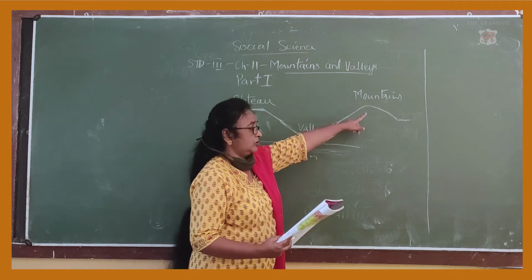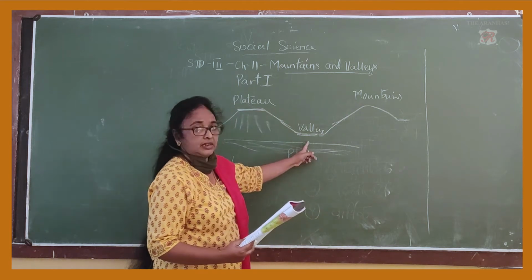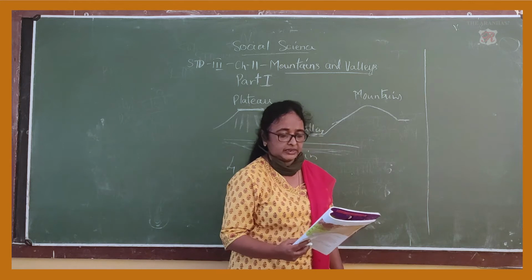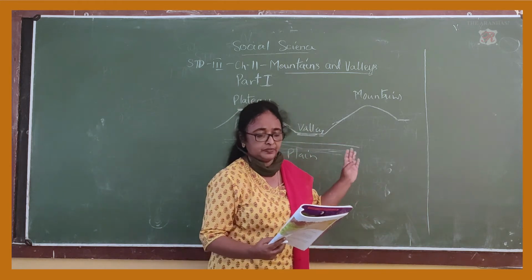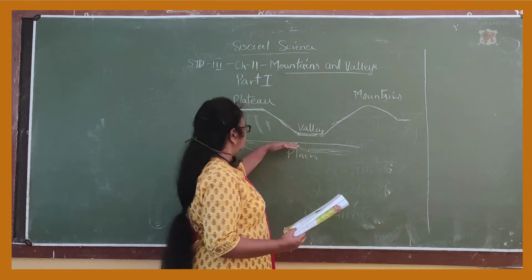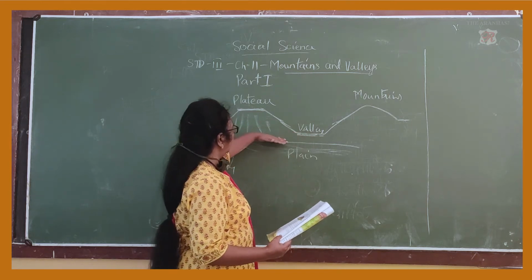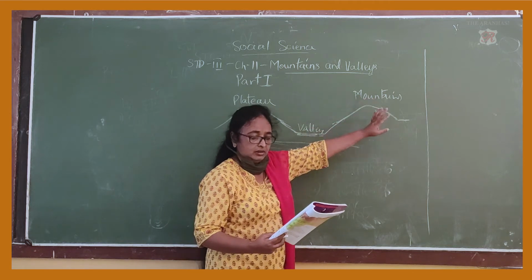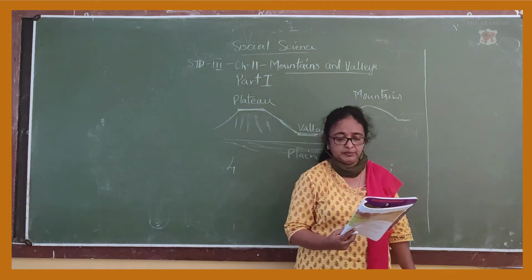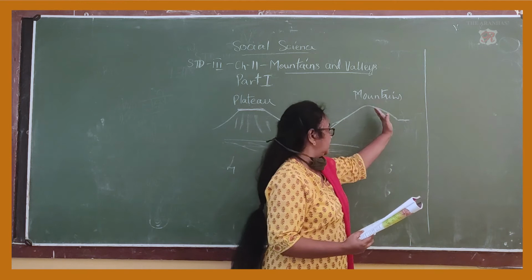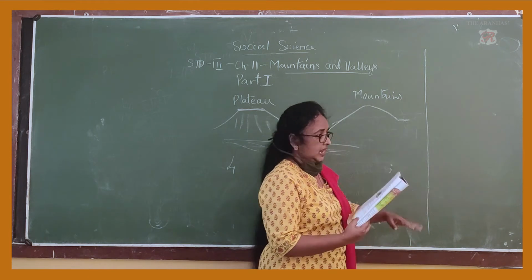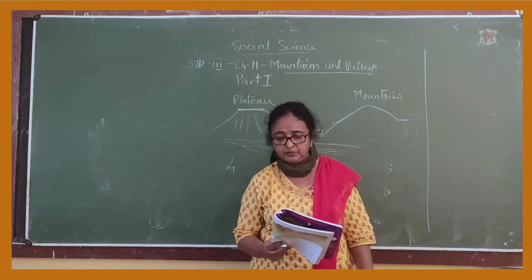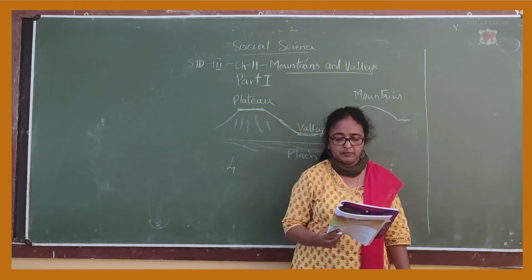We are going to study mountain, plateau, valley as well as plain. A mountain is a landform that rises very high above the land. Now this is the land, and it is rising above. That is called a mountain. It has steep sides. Steep means slanting sides. It has steep sides and a pointed top called the peak.